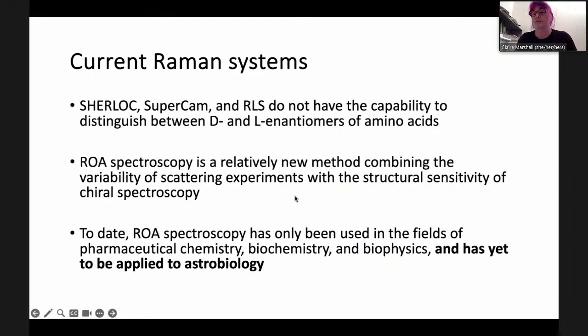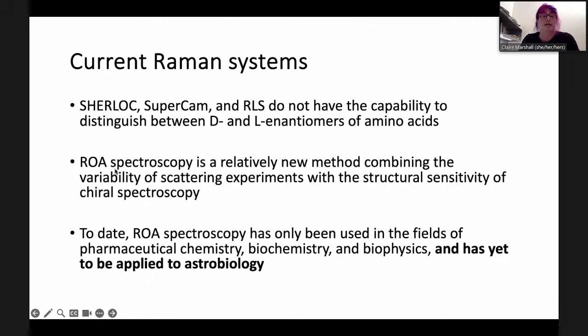If we look at the current Raman flight-ready systems, or systems that are actually roving around on Mars, and systems that presumably, I can't remember when the next date for ExoMars is, but presumably in the next few years, the Raman laser system will also be roving around on Mars. If we look at the Raman subsystem in SHERLOC, the Raman subsystem in SuperCam, and RLS, they don't have the capability to distinguish between the D and L enantiomers of amino acids.